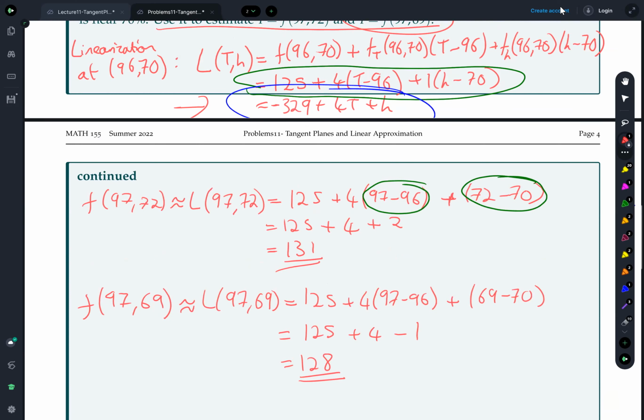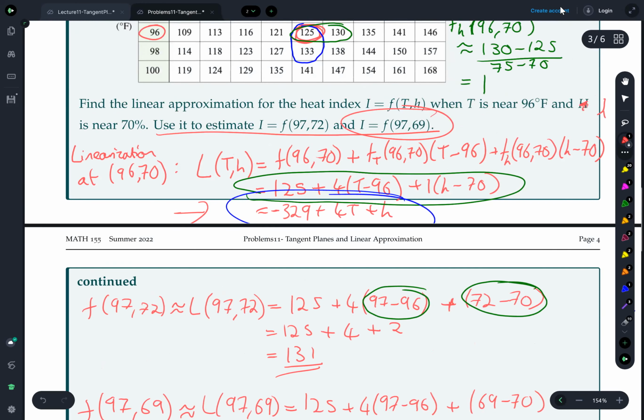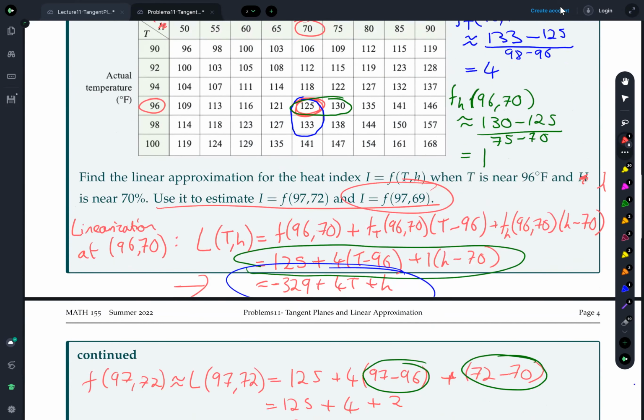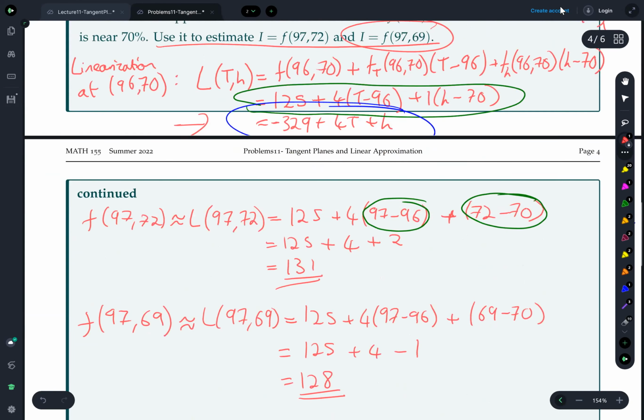Okay, does anyone have any questions about how we take a table of values like this and then use it to make a linear approximation? Okay, let's go on to the final problem for today.